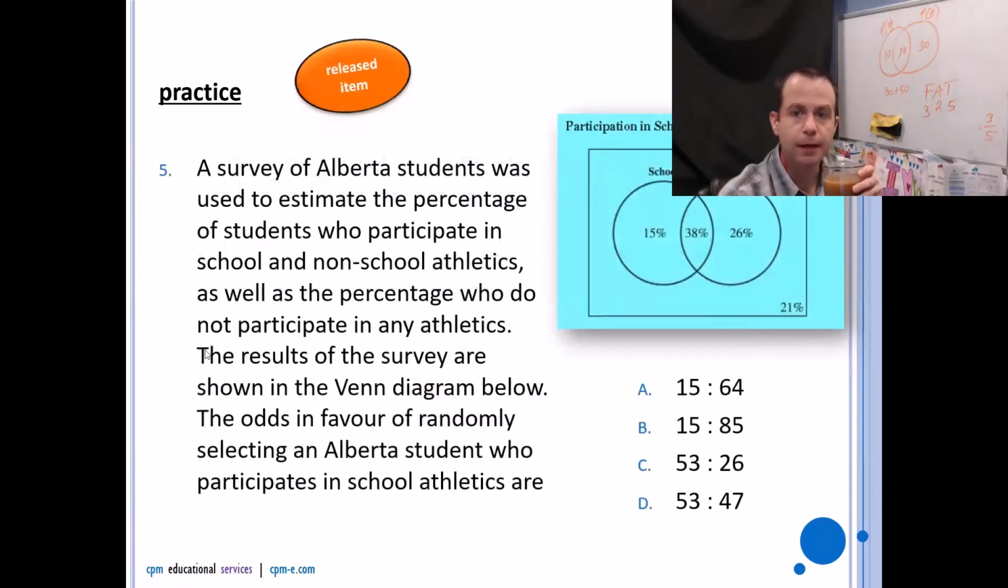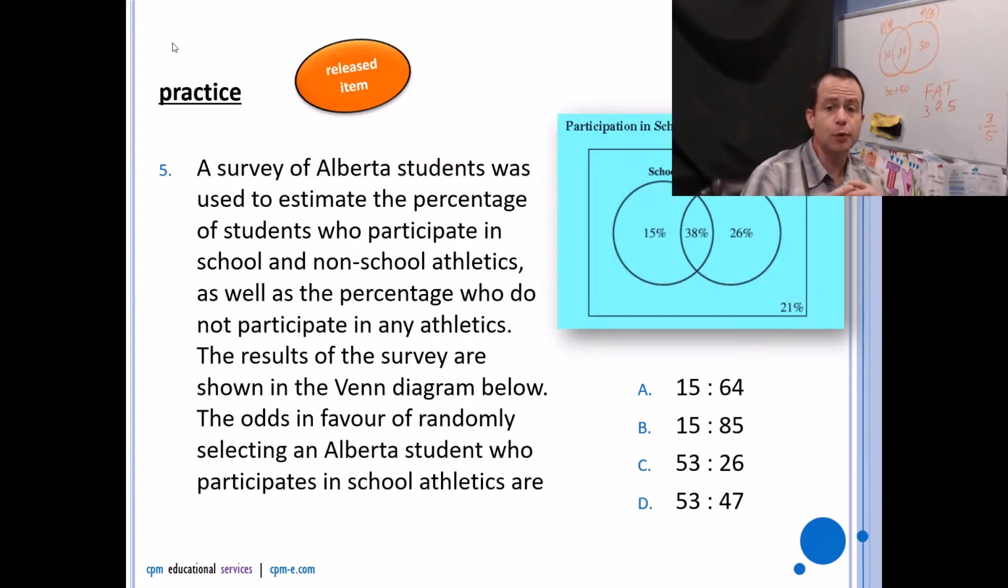Okay, a survey of Alberta students was used to estimate the percentage of students who participate in school and non-school athletics, as well as percentages who do not participate in any athletics. The results of the survey are shown in the Venn diagram. The odds in favor of randomly selecting an Alberta student who participates in school athletics.